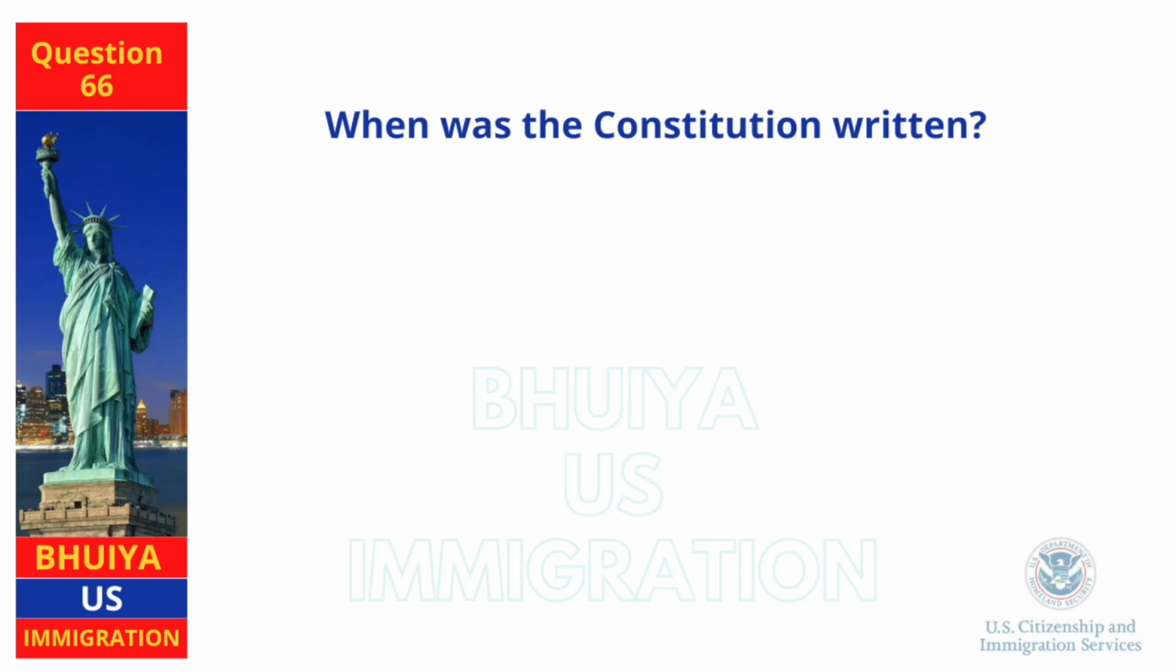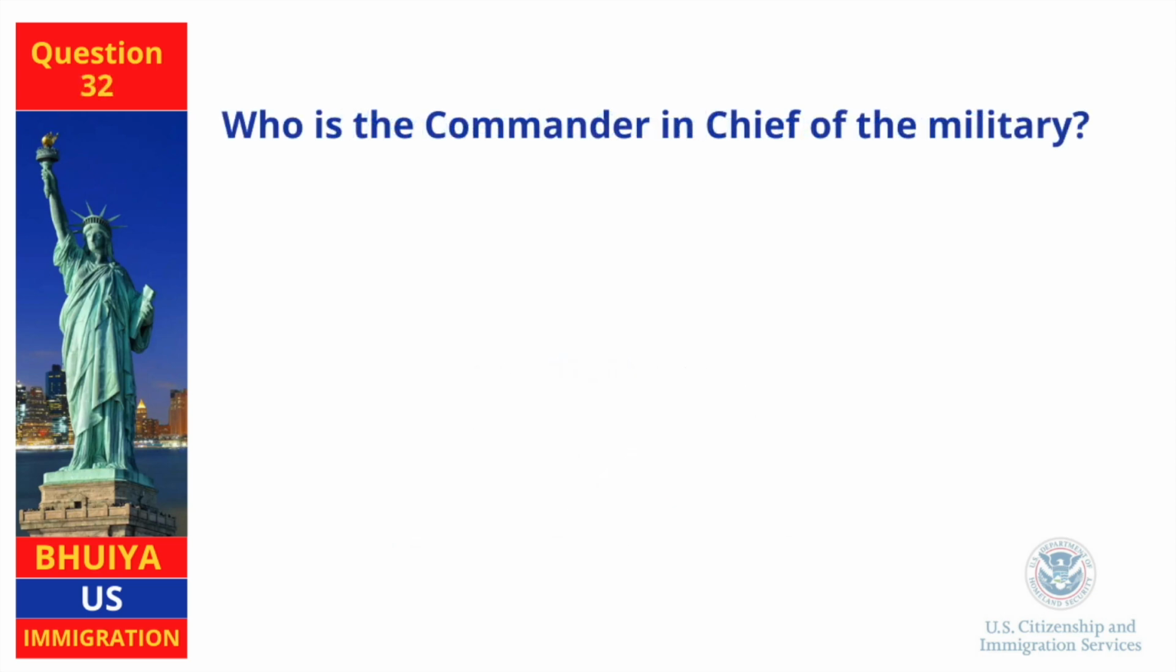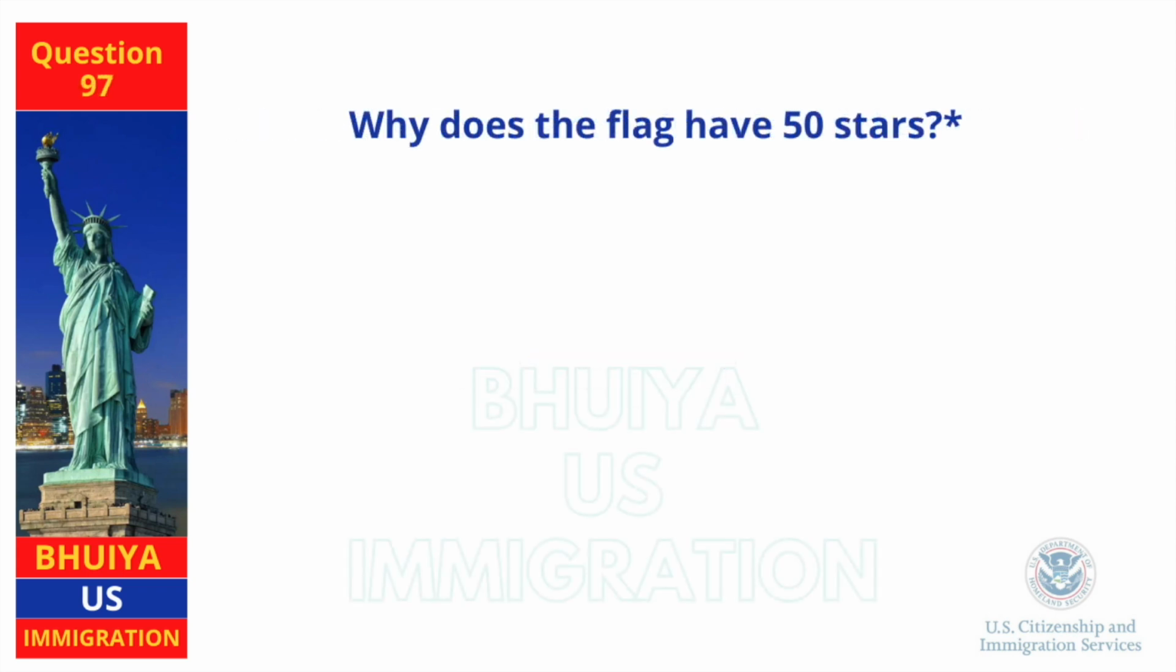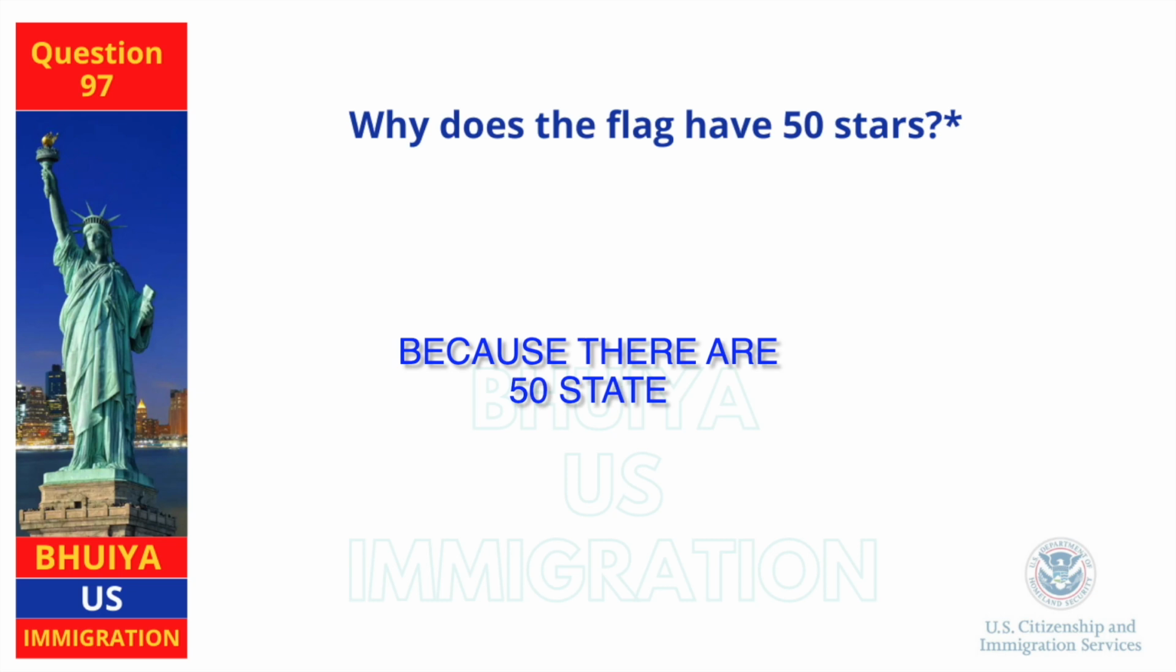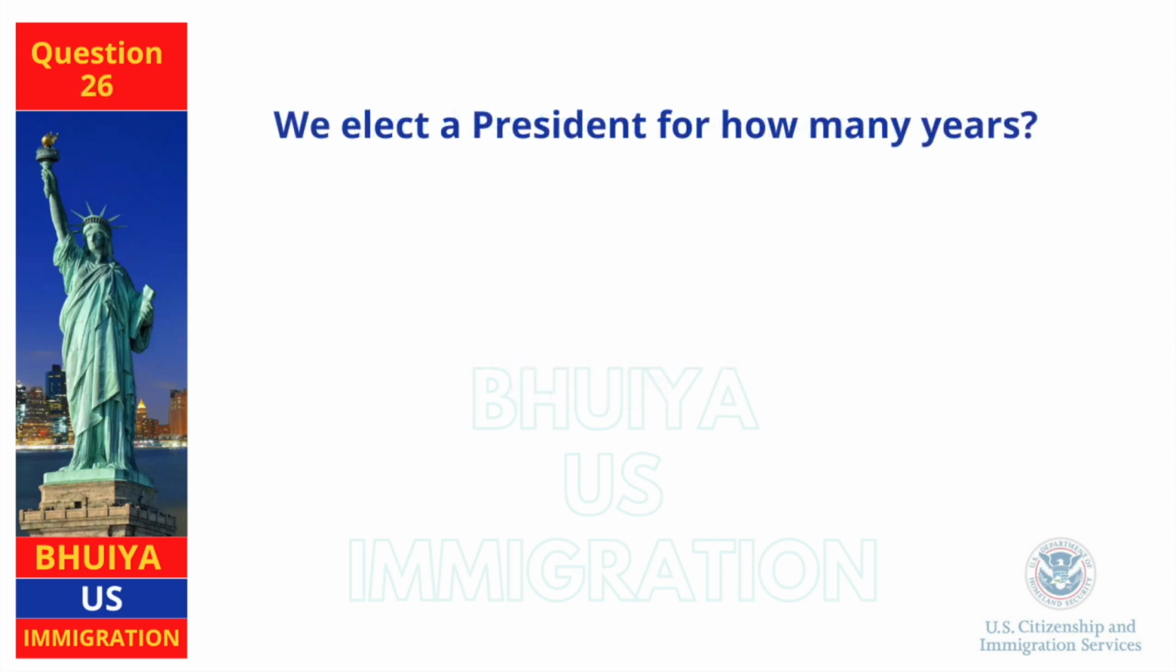When was the Constitution written? 1787. Who is the Commander-in-Chief of the military? The President. Why does the flag have 50 stars? Because there are 50 states. We elect a president for how many years? 4.